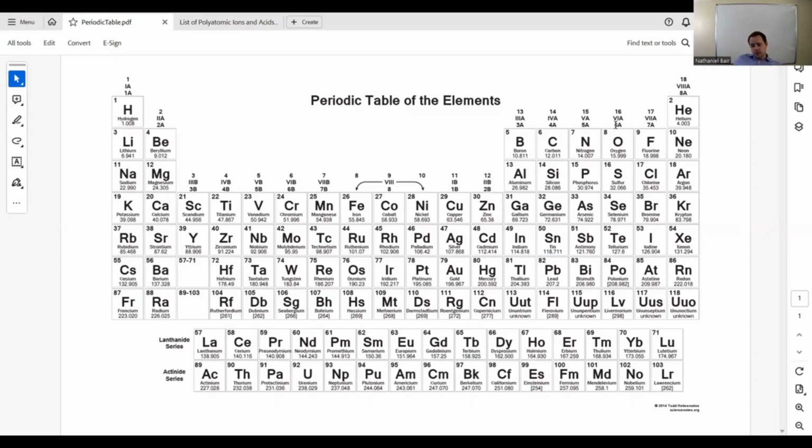You are going to have to memorize some polyatomic ions. It's just the nature of the beast. But yeah, this is the periodic table you're going to get. I would practice with this one. This is the one you'll see for tests. So this is the one I would have out when you're doing homework assignments and stuff.